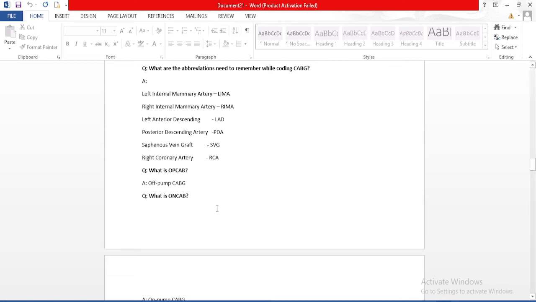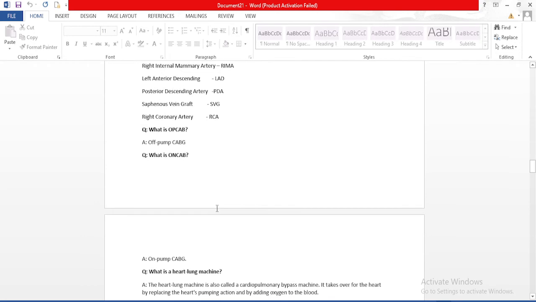Next question, what is off-cap? Off-cap means off-pump CABG. What is on-cap? On-cap means on-pump CABG. On-pump means that while the physician is performing bypass surgery, the physician will use a heart-lung machine, which we are going to learn about later.